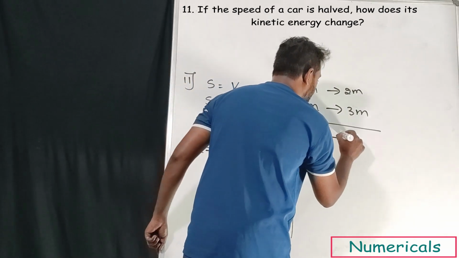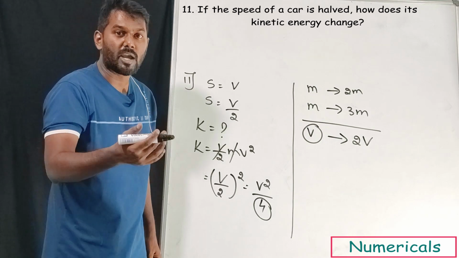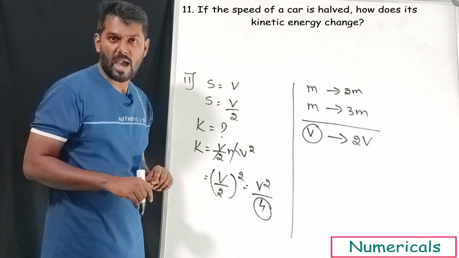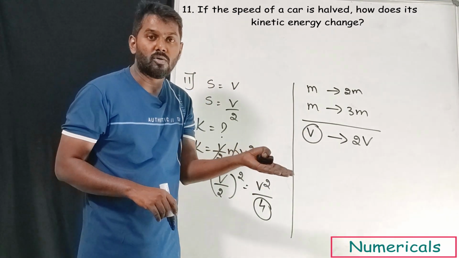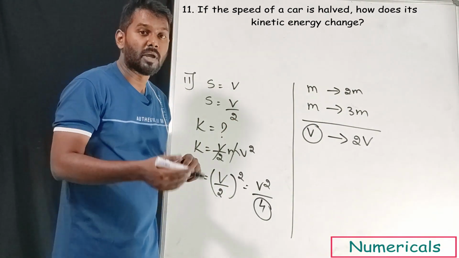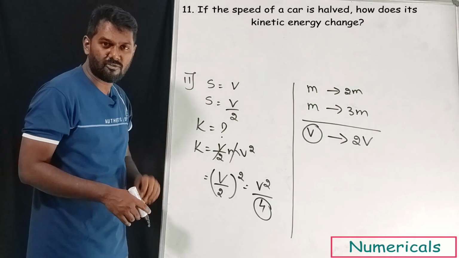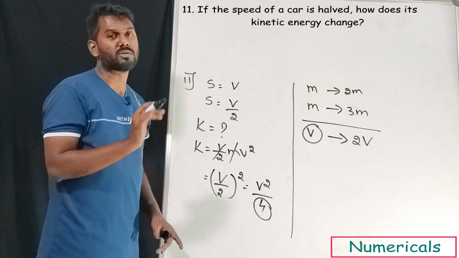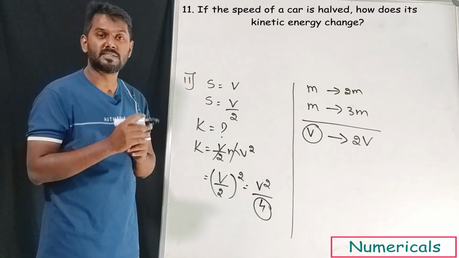If velocity is increased 2 times, kinetic energy will increase 4 times. Why? Because velocity square we have. If the velocity is increased 3 times to the original value, then kinetic energy will increase 9 times to the original value. In the same way, if the velocity speed is reduced to its half value, kinetic energy will reduce to its 1/4 value. That means kinetic energy will reduce to 1/4 of its original value.